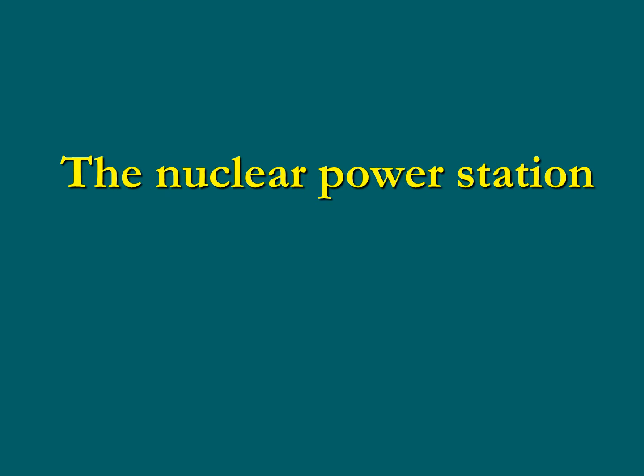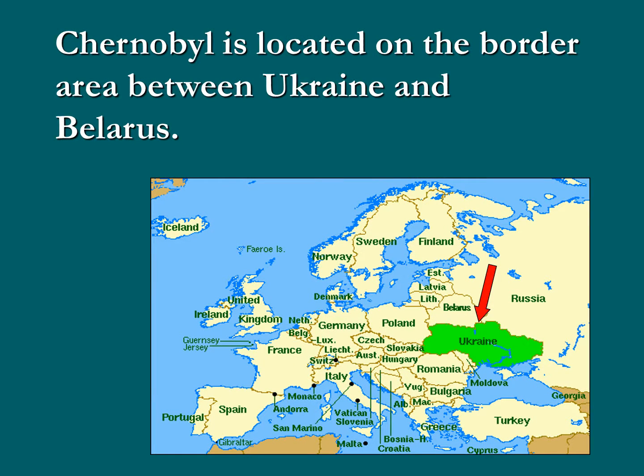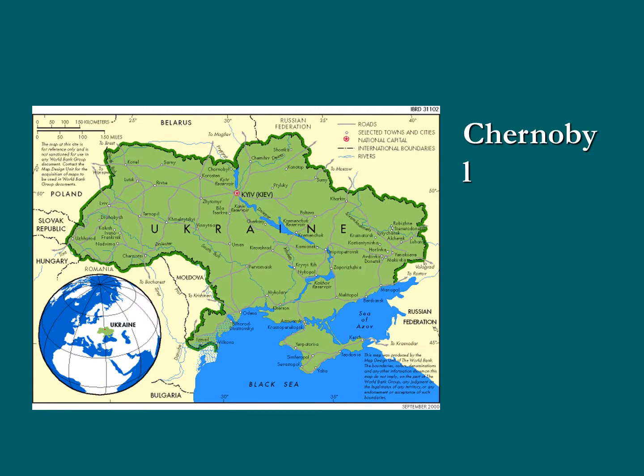So, the nuclear power station. Chernobyl is located in the area between the Ukrainian border and Belarus, as seen on this map right here. This is another image that shows you where Chernobyl is located. We'll talk a little bit more about this map in class tomorrow.